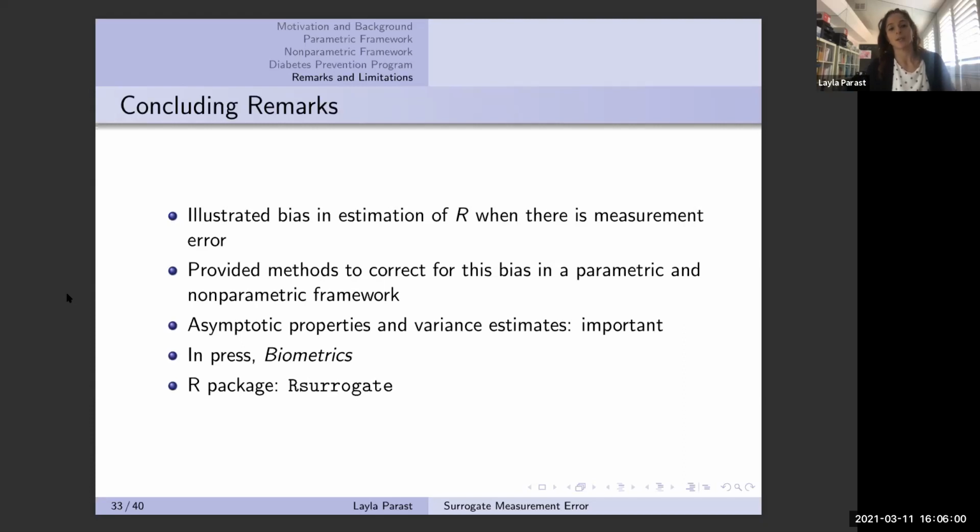So just a few remarks about this part. I illustrated bias in estimation of R when there is measurement error in the surrogate, and provided methods to correct for this bias in both a parametric and a non-parametric framework. As I mentioned, we showed those asymptotic properties in the variance estimates. And this work is in press at Biometrics, and there's an R package on GitHub called R Surrogate that implements everything described here.